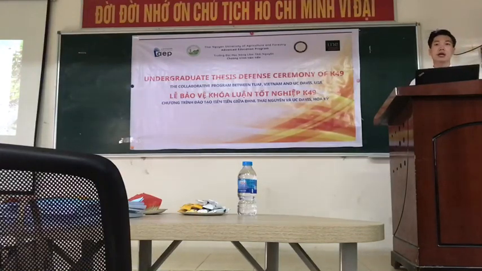Next part is the experimental design method. The first 2 experiments are to determine the total moisture and ash content of raw material. They will be based on the TCVN, Vietnam standard, 7040 and 7038. And the formula to calculate the total moisture and total ash content is illustrated on the screen.